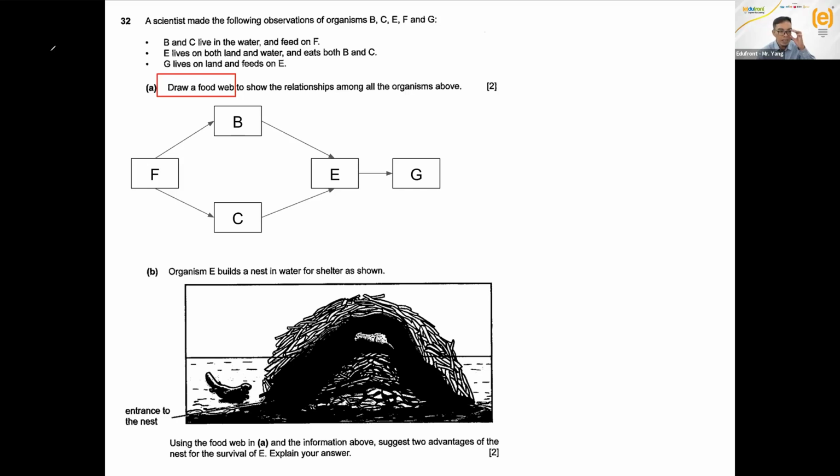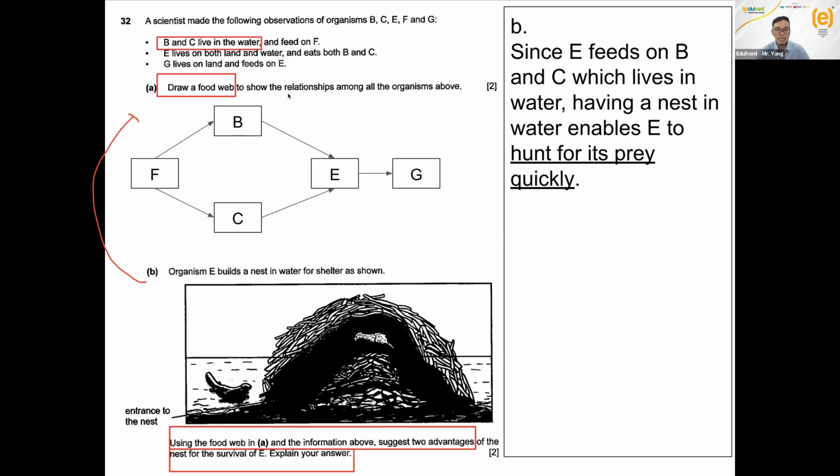Okay, now part B. Let's answer part B. Organism E builds a nest in water for shelter, as shown using the food web in A. So in the PSLE question, always part B, the subsequent part is related to the earlier part. So you need to use the information given here. Suggest the advantages of the nest for the survival of E and explain your answer. Okay, now two answers. First, since E feeds on B and C, right, which live in water.